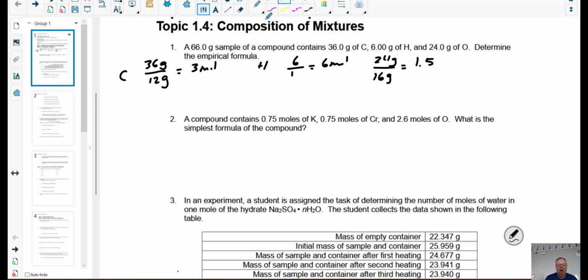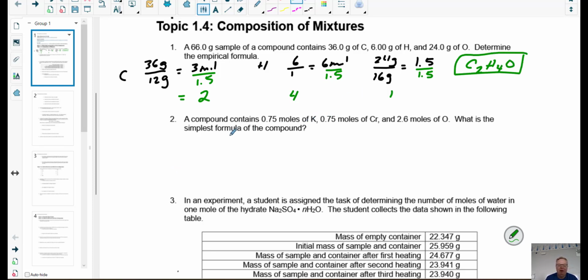And now in order to get a ratio, we need to divide them all by the smallest. So here we're going to divide everything by the 1.5. And now we can get our empirical formula. So now we see our empirical formula would be C2H4. And there we go. That's it for that one.